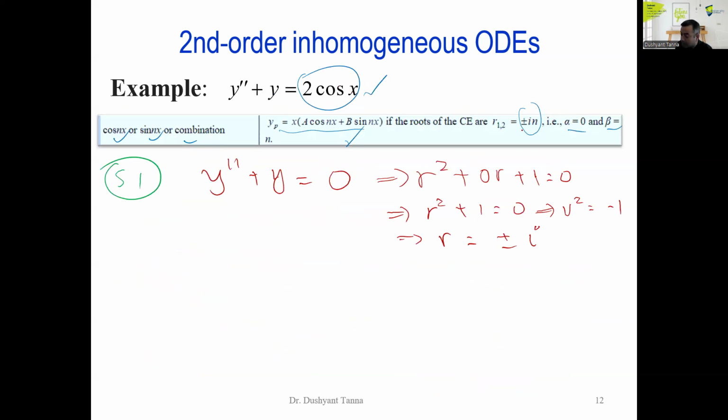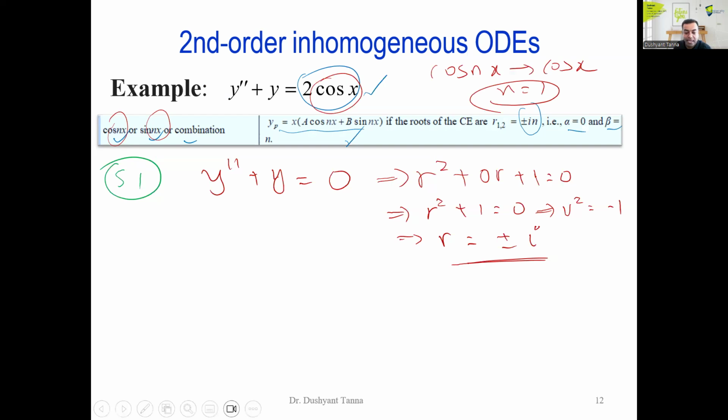So r is equal to plus or minus in. Now remember, everything is symbolic. This is cos nx, sin nx. This is cos x, right? So cos nx is your cos x, so your n is 1. The root is plus or minus in, so your n is 1. That's what it is. Alpha is 0 and beta is n. n is 1, right? Alpha 0, right? This is 0 plus or minus 1i. That matches. So your choice of yp will be that.